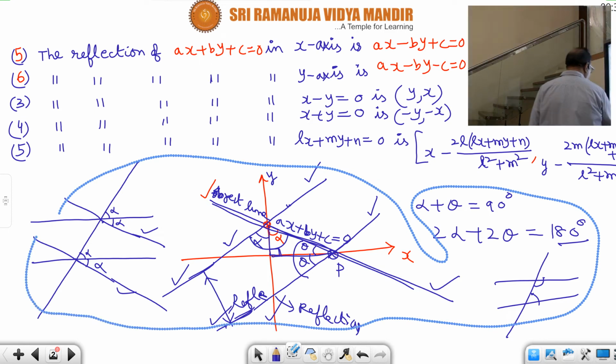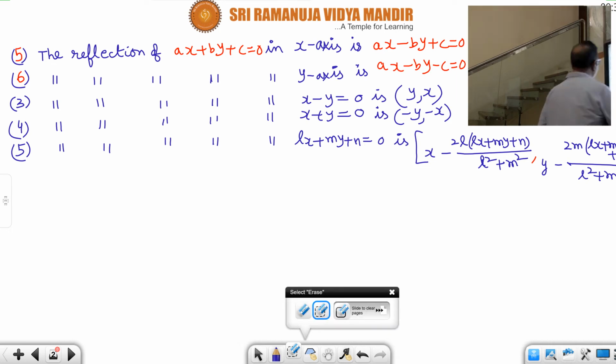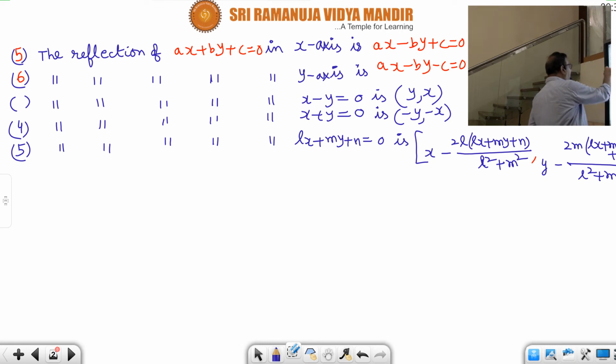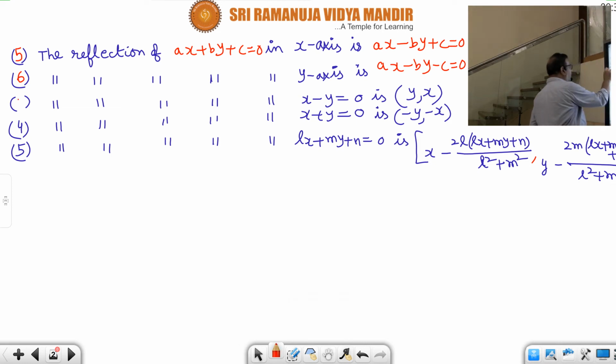So I'll remove all this. Okay, next, somebody please read the seventh formula. Wait, I am removing 3 and putting 7 there. So somebody read the seventh formula completely.